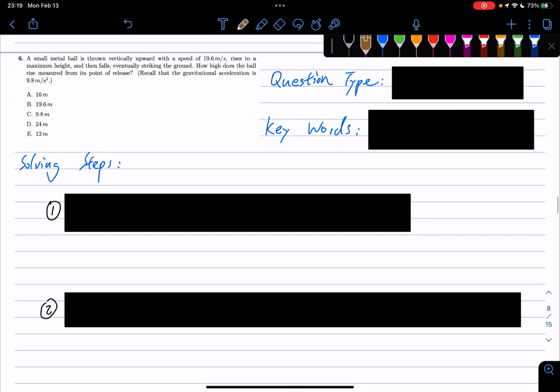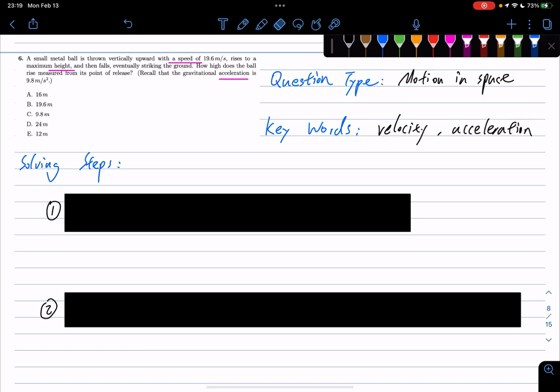Again, we have words like acceleration, velocity, or speed in this case, and you have some sort of height. These are words telling you it's a motion in space problem. We have talked about motion in space problems a couple of questions before, but this is more of a full-size motion in space problem.